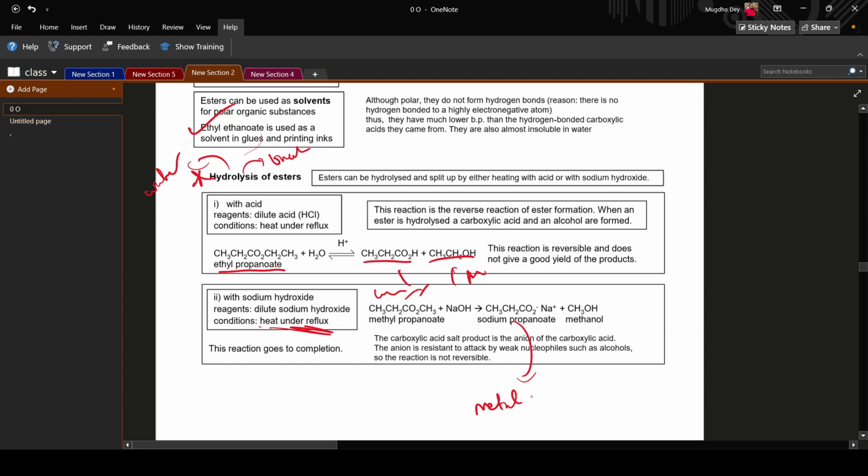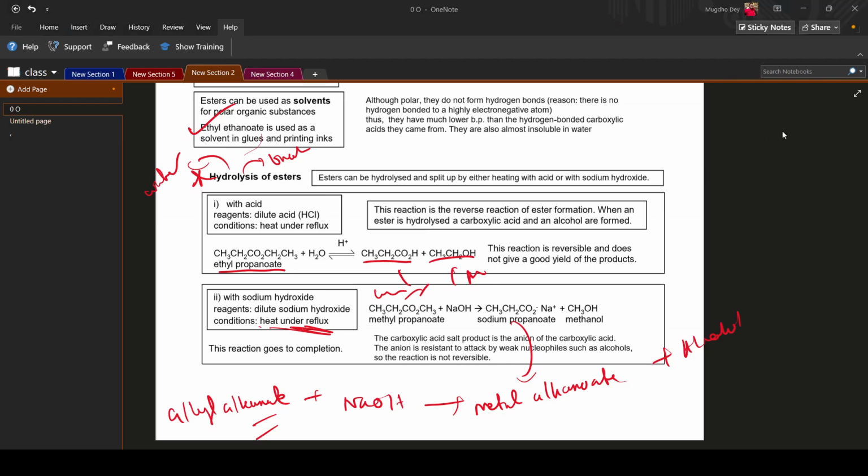If I provide the general term, a metal alkanoate plus alcohol is produced when you add NaOH to an ester. So when you add NaOH to an ester, you get a metal alkanoate. Maybe you can write it as an alkyl alkanoate, it's much better. Alkyl alkanoate plus NaOH provides a metal alkanoate with whatever alcohol was present in the alkyl part. Okay, so that's how it goes.